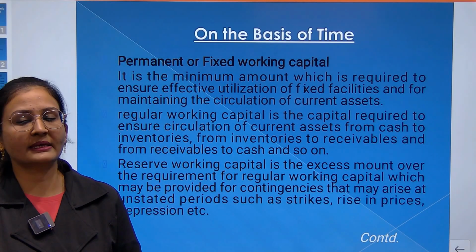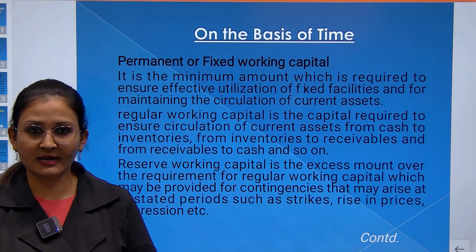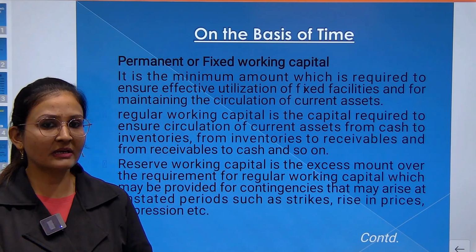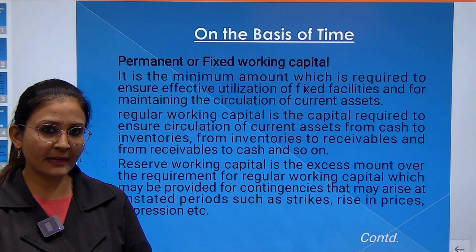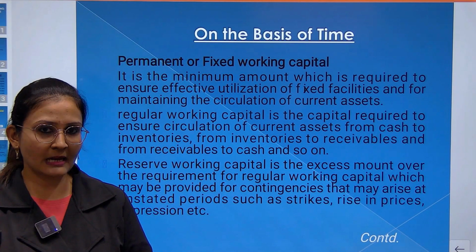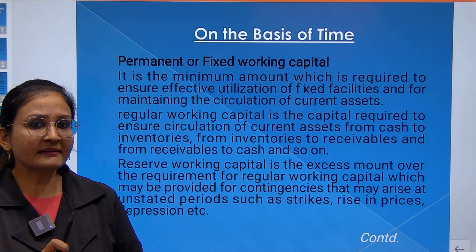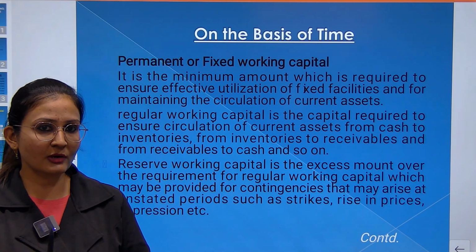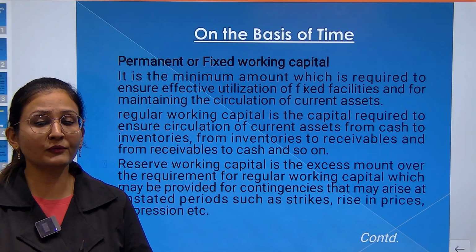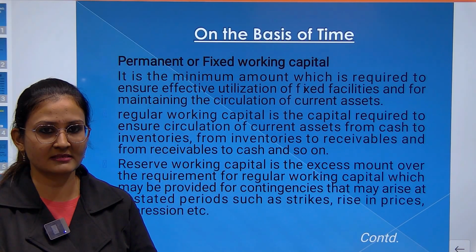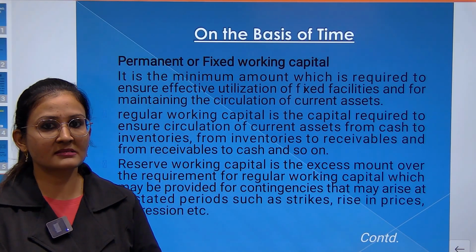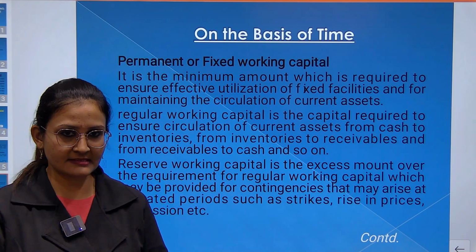Now we will see working capital on the basis of time. As I said, the first classification is permanent or fixed working capital. It is the minimum amount which is required to ensure effective utilization of fixed facilities and for maintaining the circulation of current assets.